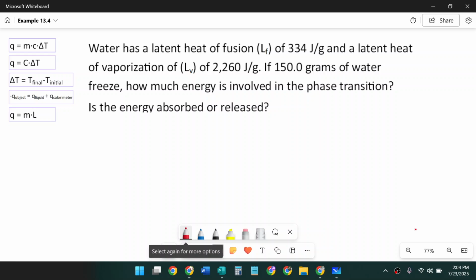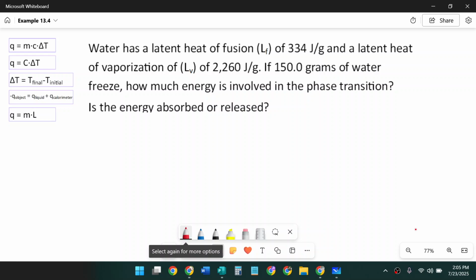This is example 13.4 from Discovering Design with Chemistry. Water has a latent heat of fusion of 334 joules per gram and a latent heat of vaporization of 2,260 joules per gram. If 150 grams of water freeze, how much energy is involved in the phase transition? Is the energy absorbed or released?